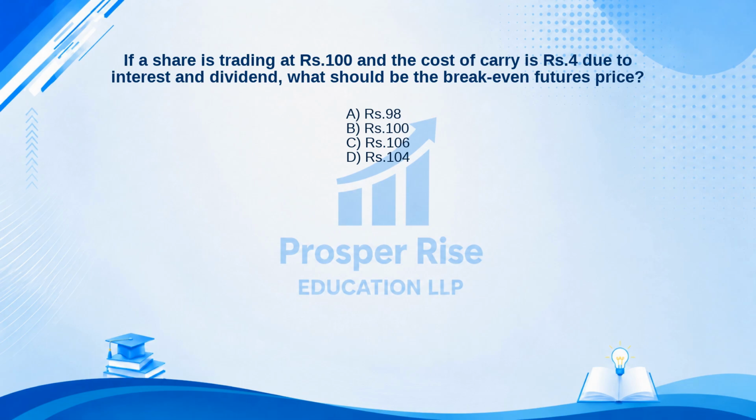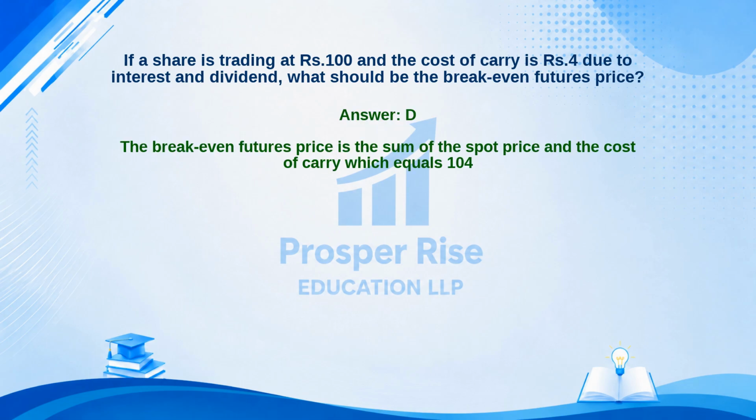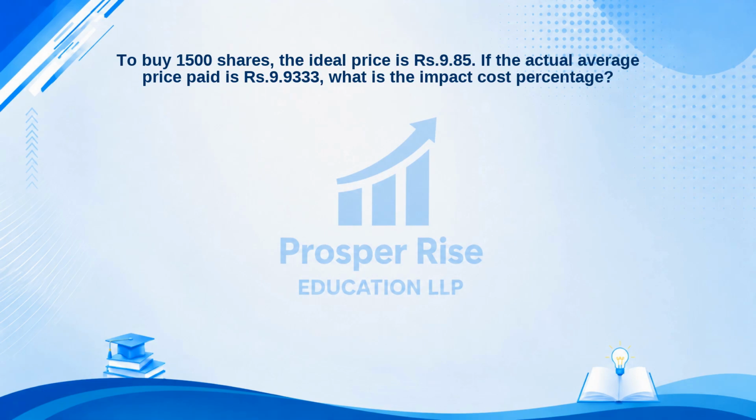The correct answer is option D. Let's see why. The break-even futures price is the sum of the spot price and the cost of carry, which equals 104. Here is another practice question.